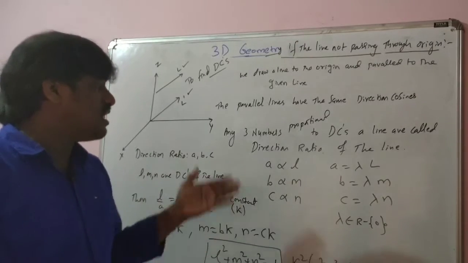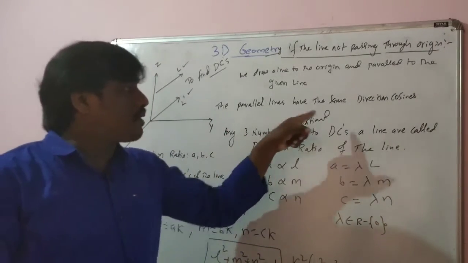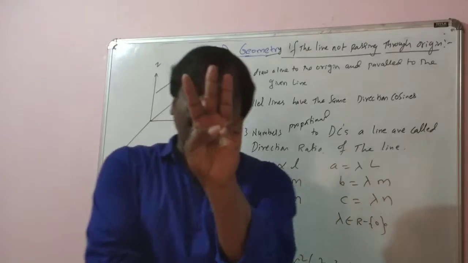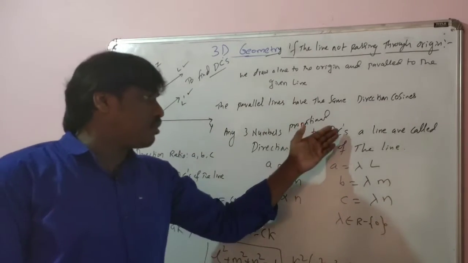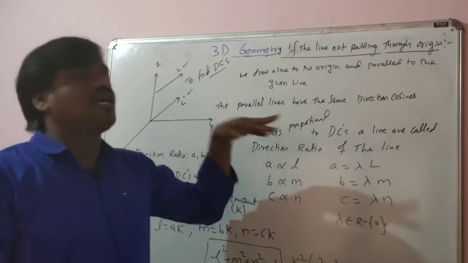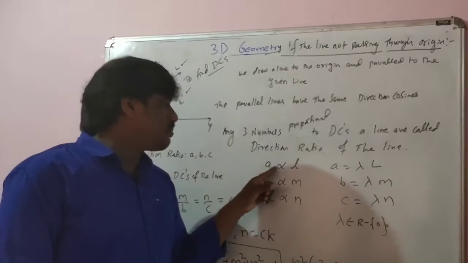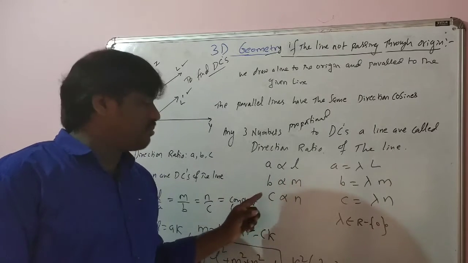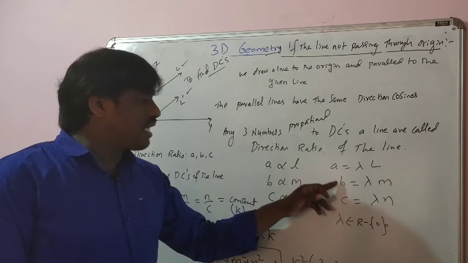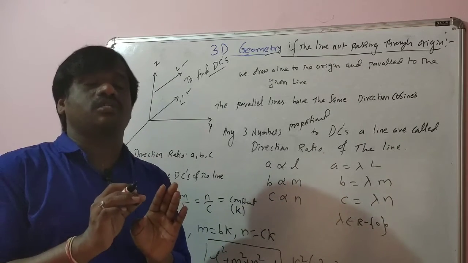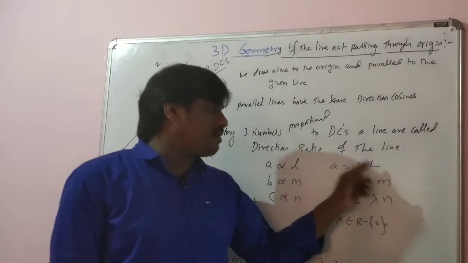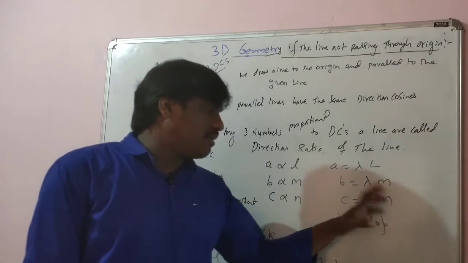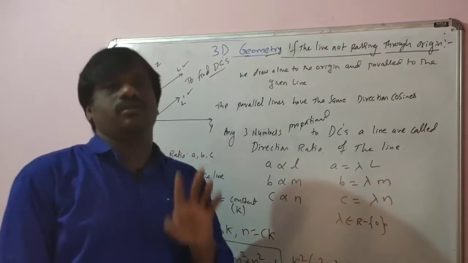So what are direction ratios? If you take any three numbers which are proportional to direction cosines, they are called direction ratios. If A, B, C are three numbers, and A is proportional to L, B is proportional to M, C is proportional to N, then A, B, C are called direction ratios. Proportional means A is equal to lambda times L, B is equal to lambda times M, C is equal to lambda times N, and this lambda should not be 0, that should be kept in mind.